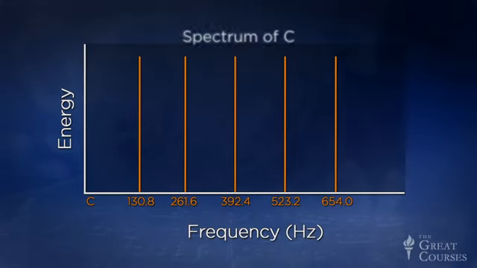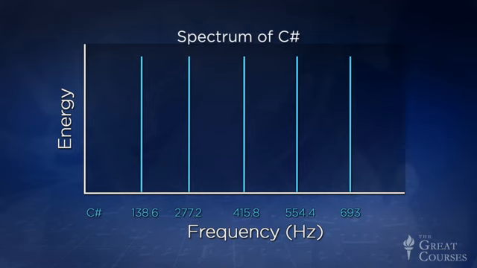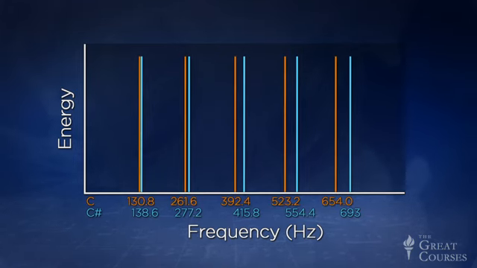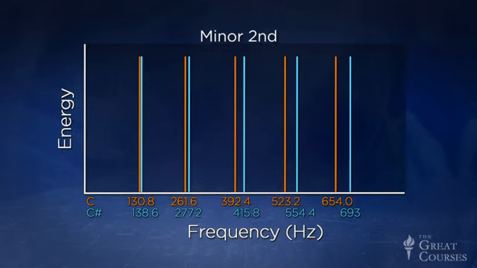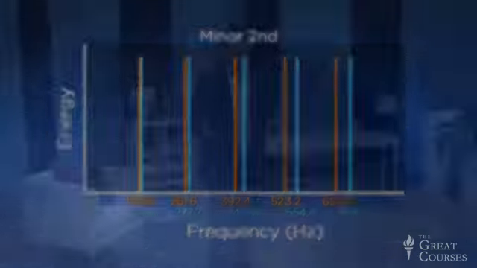Now, let's do the same kind of analysis with a minor second. Here is the C spectrum again, and here is the spectrum of a C sharp. If we put them together, we get the composite spectrum of a minor second. Again, the colors of the frequencies tell you which note each frequency originally came from. Notice how this composite set of frequencies does not produce a frequency pattern that nicely fits a complex harmonic tone with evenly spaced harmonics. This composite has a low degree of harmonicity, or we could say it has a high degree of inharmonicity.